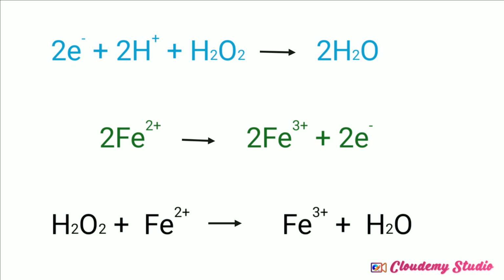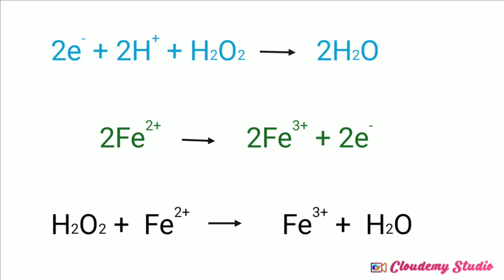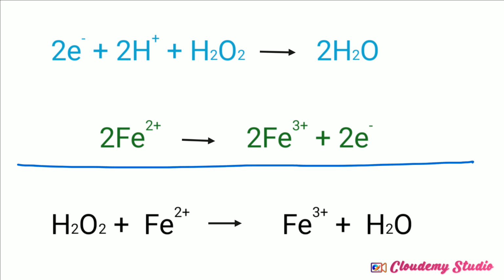Here already I have noted the equation. This is a reduction reaction. The reduction reaction, the same what we have got, I have written here. 2 electrons, 2 hydrogen ions, hydrogen peroxide gives 2 moles of water. Similarly, this oxidation reaction also we have multiplied by 2 times. So now we can add both the half reactions together. These two half reactions we are adding together.